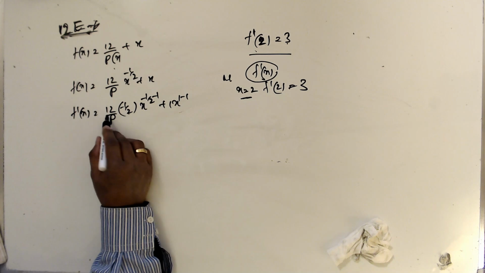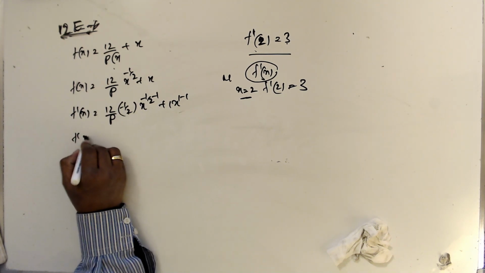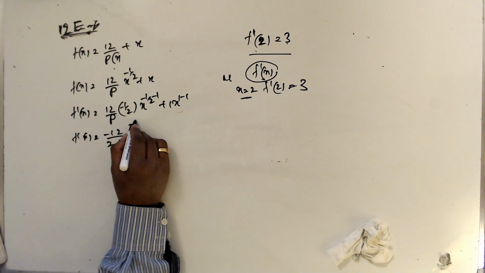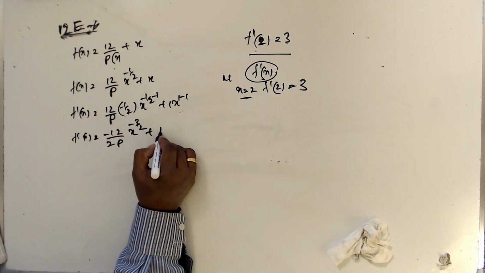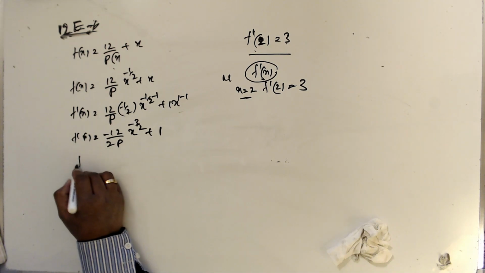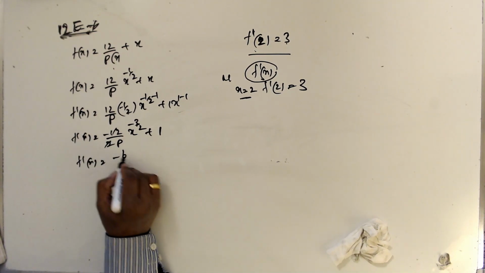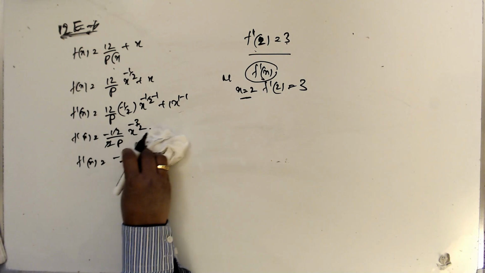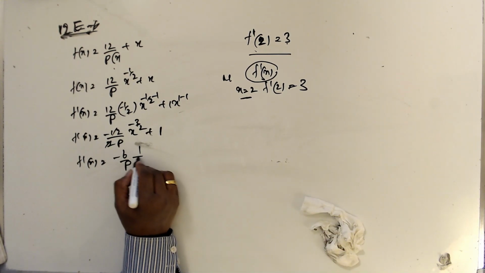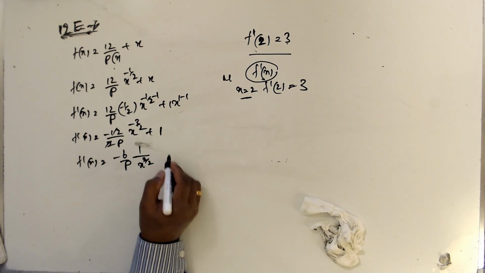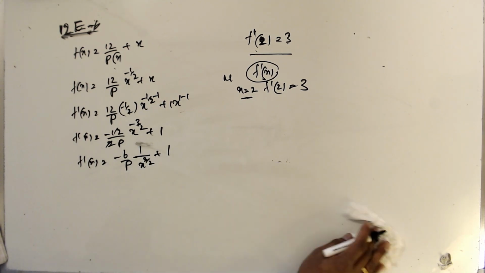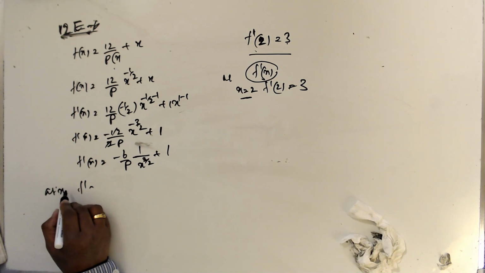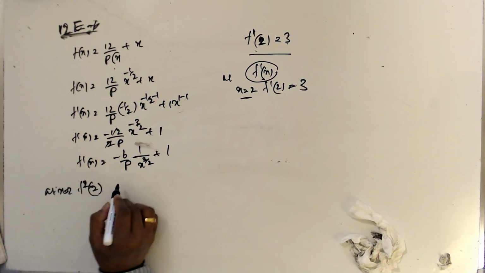So this is going to be the denominator, so f dash x equal 12 minus 12 over 2p, x to the power minus 3 over 2, plus 1. So f dash x equal minus 6 over p, x to the power minus 3 over 2. I'll bring this one to positive, 1 over x to the power 3 over 2, plus 1.